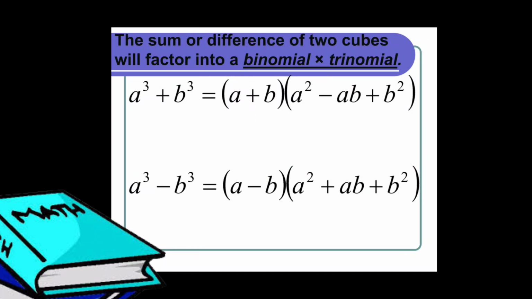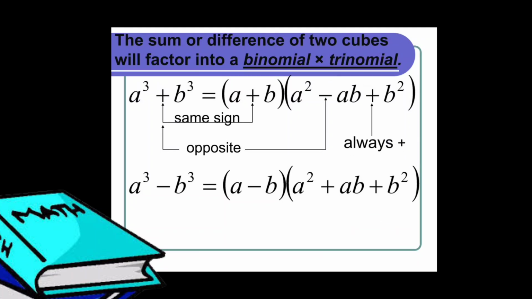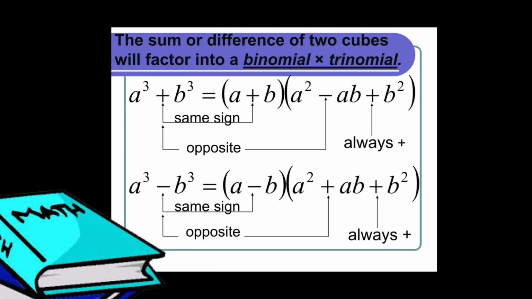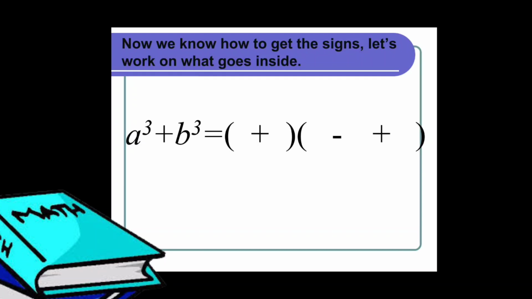It is equal to the quantity of a minus b times the quantity of a squared plus ab plus b squared. So we have here the same sign and the opposite sign, and the sign of the last term is always positive. The same with a cube minus b cube. We have here the same sign and the opposite sign, and always positive for the last term. Now we know how to get the signs.